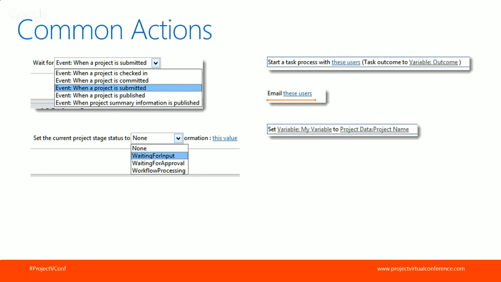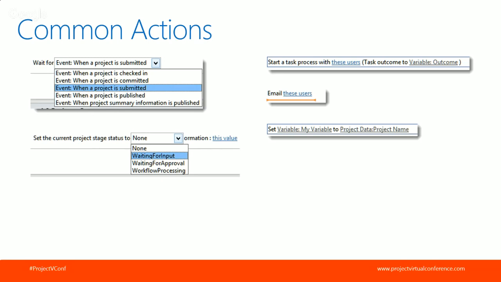And this is a pretty commonly used feature to allow the project owners to decide when they want to progress from stage to stage. They're clicking that submit button. But if you have alternative ideas, you can wait, of course, until the project is checked in or published, or when the summary information is published. By the way, these two lower options here, published and summary information published, I believe those are only available on Project Online or possibly Project Server 2003 on-premise with a recent public update.